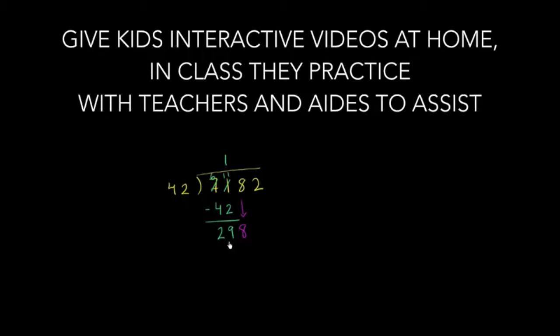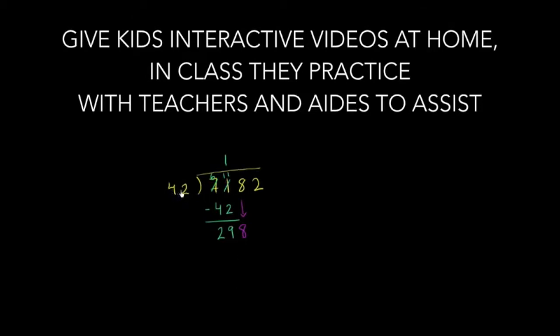The way you know you made a mistake is if you say it goes into it 9 times and you do 9 times 42 and you get a number larger than 298, then you overestimated. If you say it goes into it 3 times, and you do 3 times 42, and when you subtract, you get something larger than 42, then you also made a mistake and you have to adjust upwards. Well, let's see if we can eyeball it.